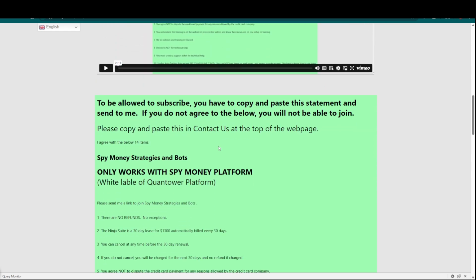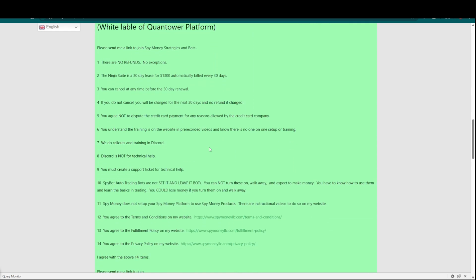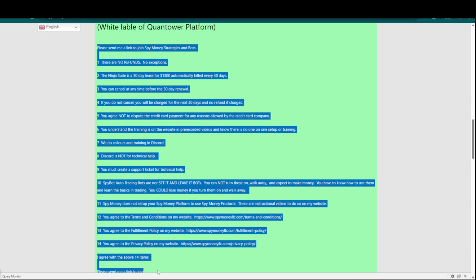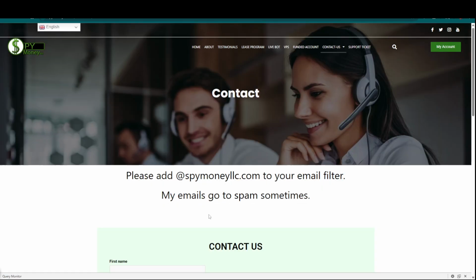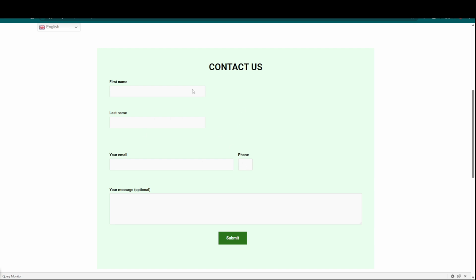So if you are interested in doing this, there's 14 things that you have to agree to. Once you read through these, if you agree to them, then go ahead and highlight these, and then right click and click copy. Go up to the contact us. When you go up there, you're going to put your first name, last name, email, and phone number. If I don't have that information, I will not send you a link. Paste it in here. Once I get the email, then I will look it over, and if I approve you, I'll send you a link to where you can join.